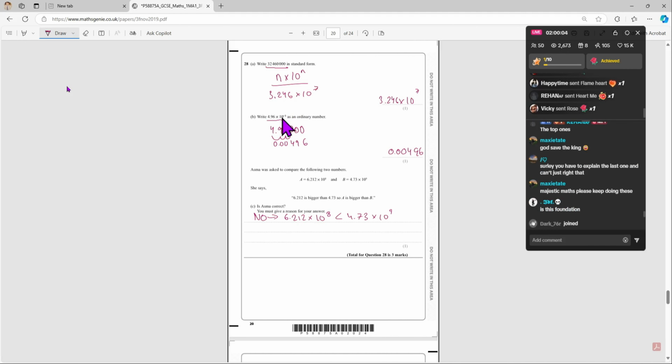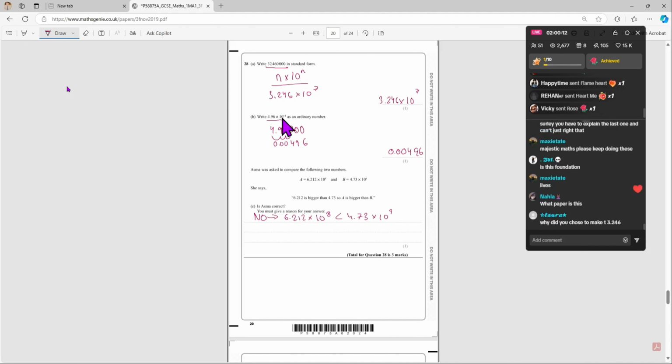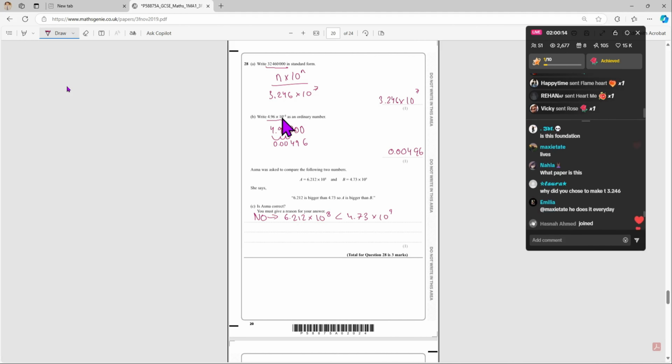This is foundation, guys. It's a paper-free calculator, so you can use a calculator for this. You can actually use a calculator to work this out. So should we move on to our next question?